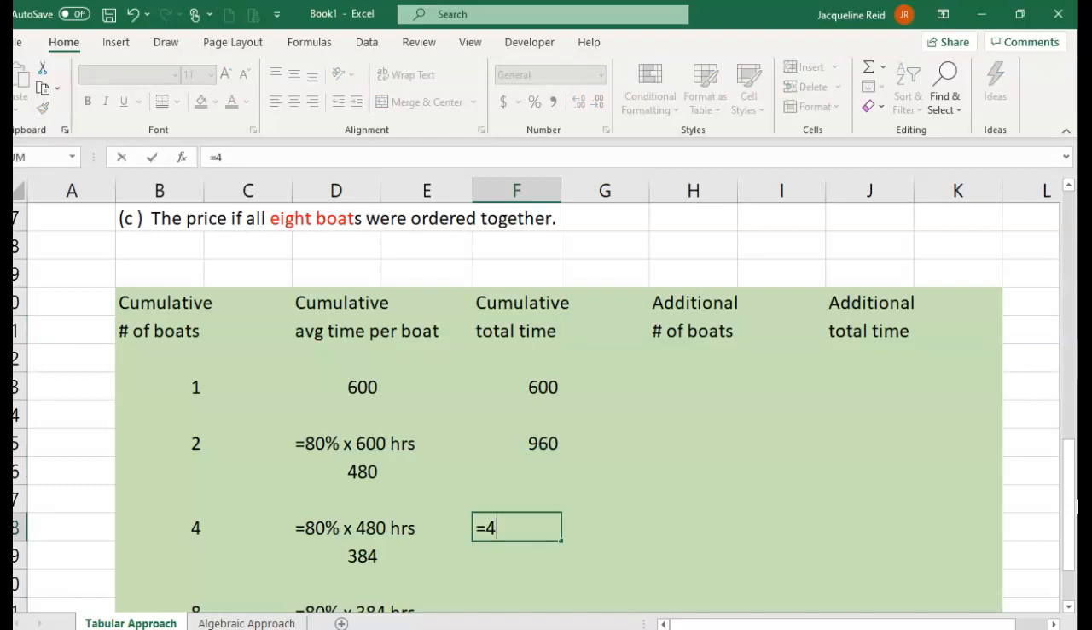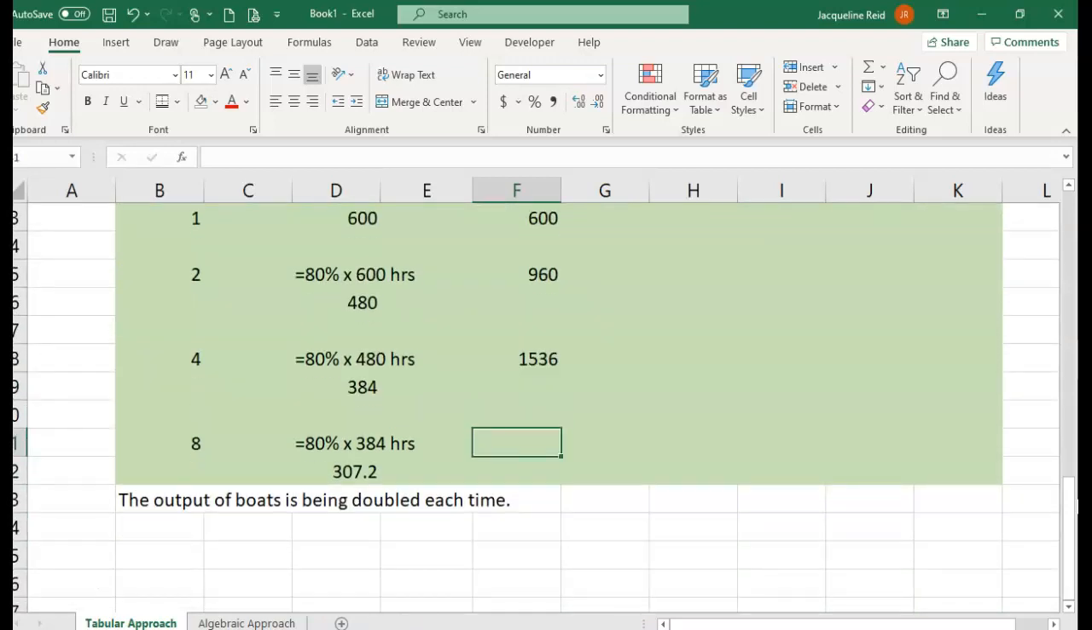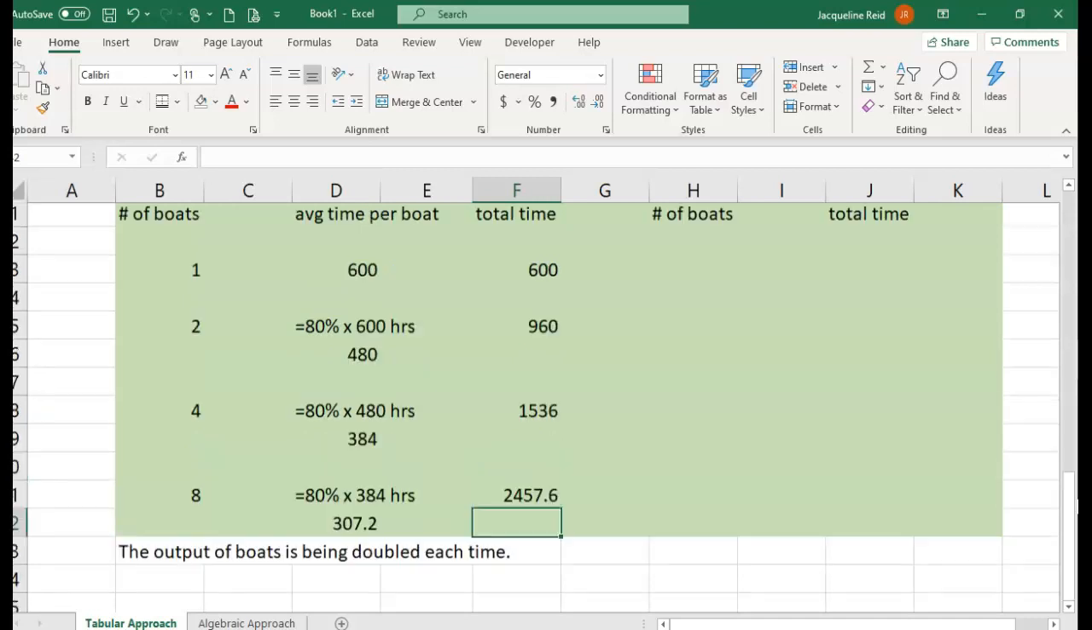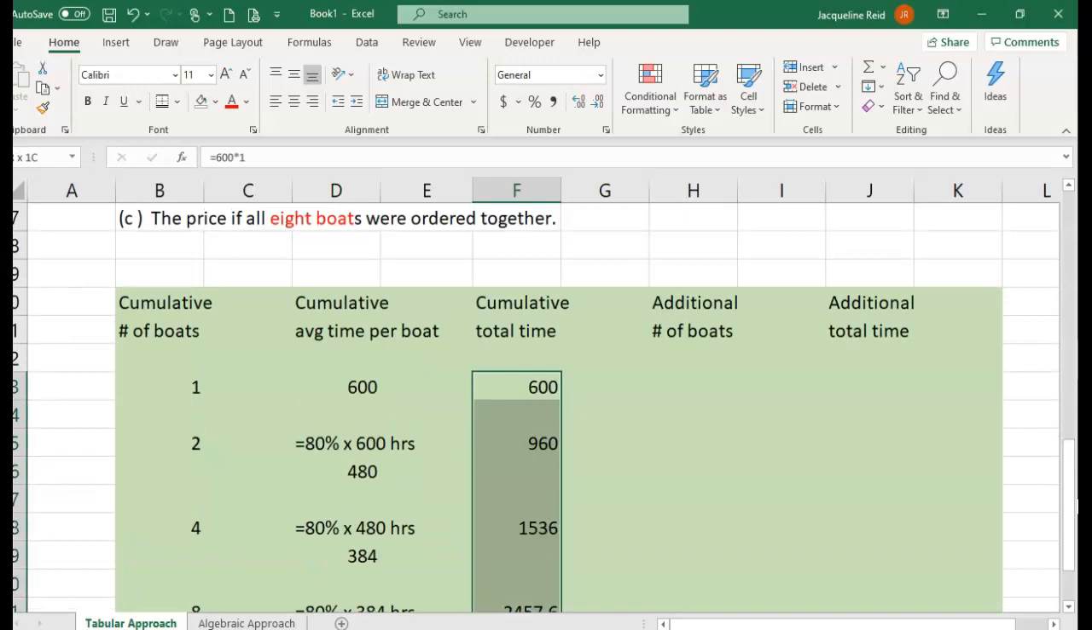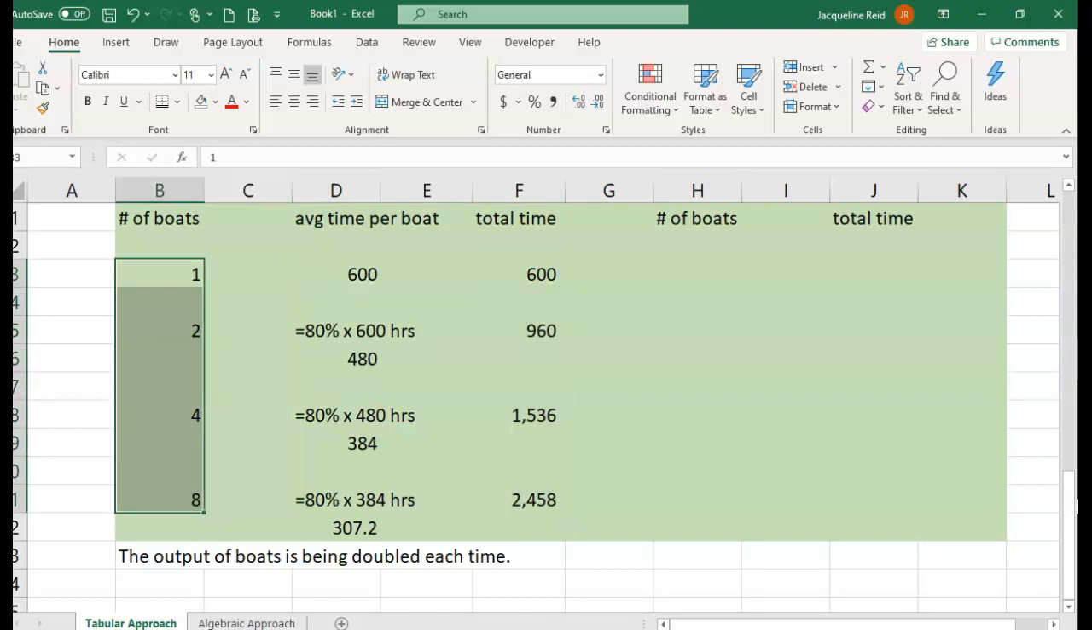Next one. 4 boats times 384 hours, 1,536 hours. Last one. 8 boats, each taking 307.2 hours, 2,457.6 hours. So these are the times taken to make these quantities of boats.